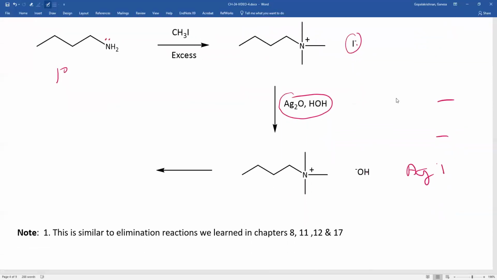Sorry, OH is a good base. And nitrogen is a good leaving group now. You have an alpha and beta carbon. The beta carbon has two hydrogens. Let me highlight one. You know the elimination process. The base subtracts a proton from the beta carbon and flips the bond and helps the leaving group to leave.